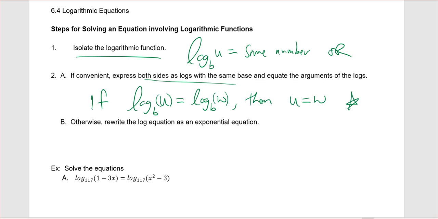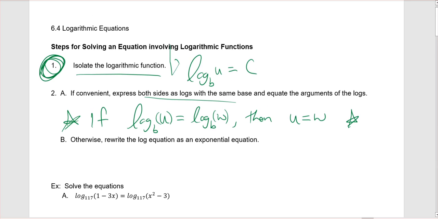And again, this came from the fact that the logarithmic function was 1-to-1. That is what 1-to-oneness means, right? If I have two function values that are the same, then their inputs have to be the same. Okay, so real quick, if we have the logarithm equals some number, and maybe we can call it c, then we can rewrite it. Right, b to the c is equal to u, and then we can solve for u, right?